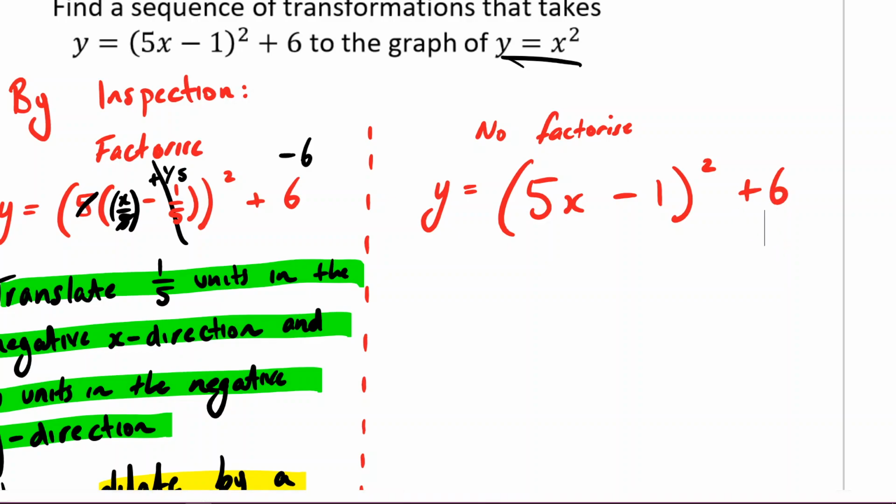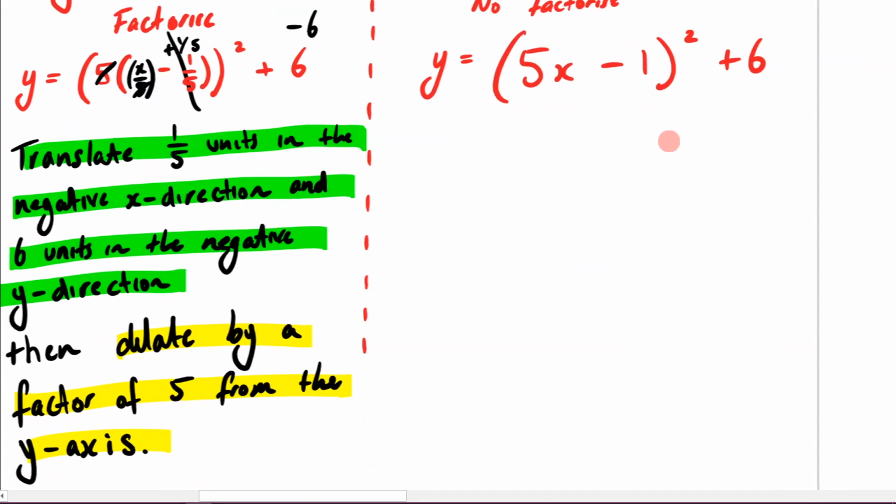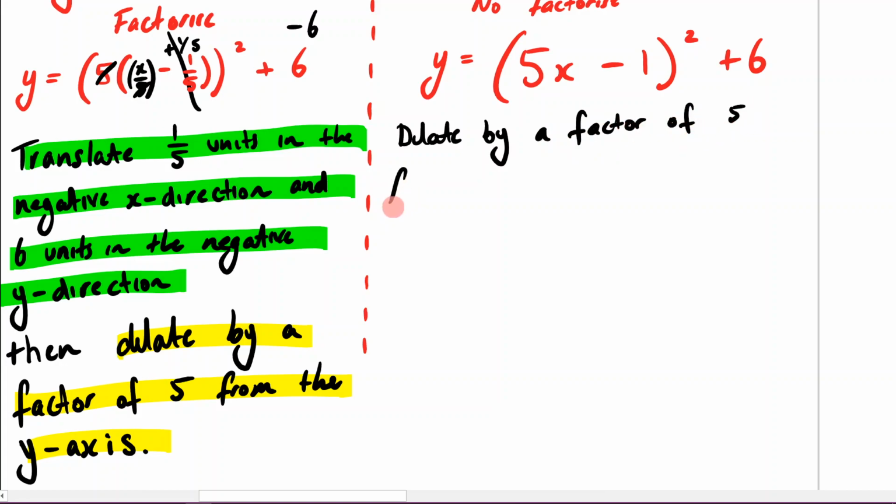Okay, so as I said, the first thing that was happening was this translation. But now, as you can see, the first thing that's happening to this x is this being multiplied by 5. So if I want to undo that, what I'm going to have to do is dilate by a factor of 5 from the y-axis. And remember, the reason why that works is because when I dilate by a factor of 5 from the y-axis, what that means is I'm taking this x and I'm turning it into that, right? And now that 5 cancels with that 5. So I've gotten rid of that 5, and that was the whole point.